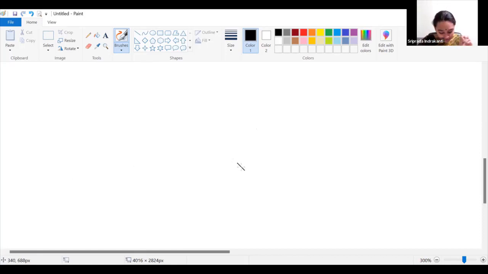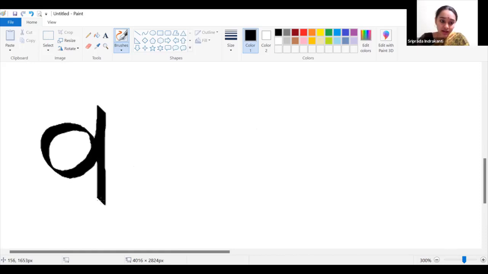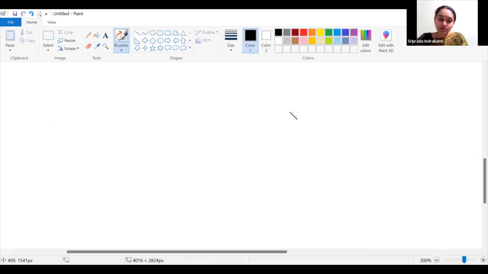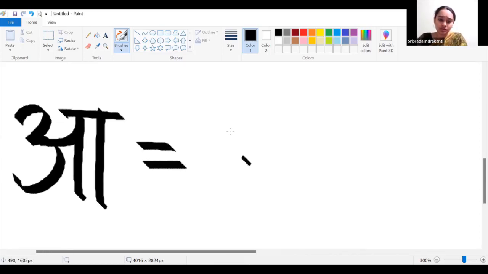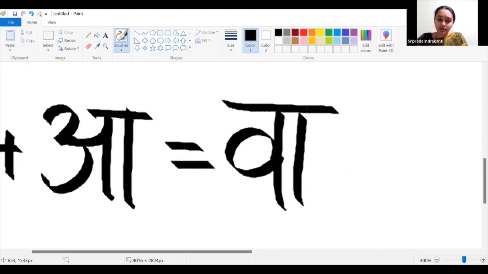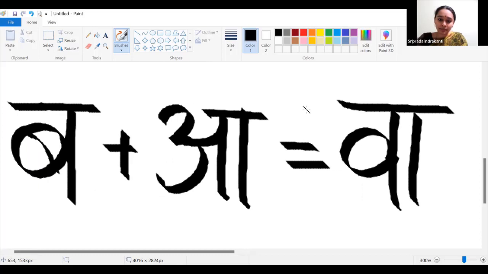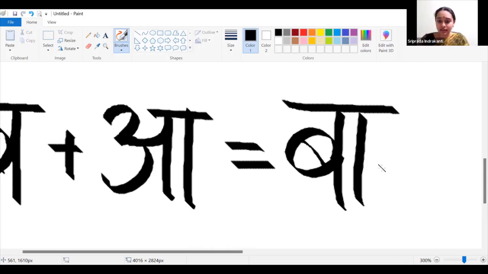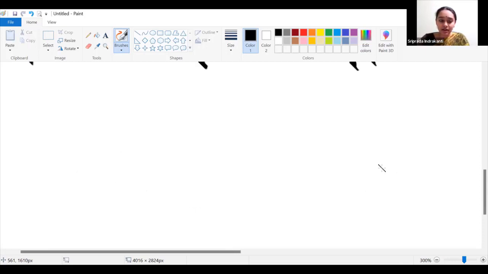Okay, next one is the difference between ba and va. I think one question said ba plus a is equal to va. So if you miss the line in the middle, this is an incorrect statement, but many had written it as correct. So if you put the line inside it, it is ba. This is correct now. So ba and va are just really similar.